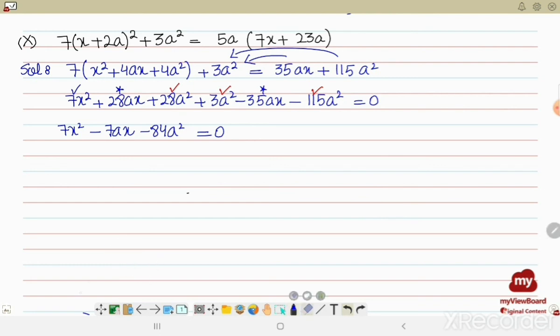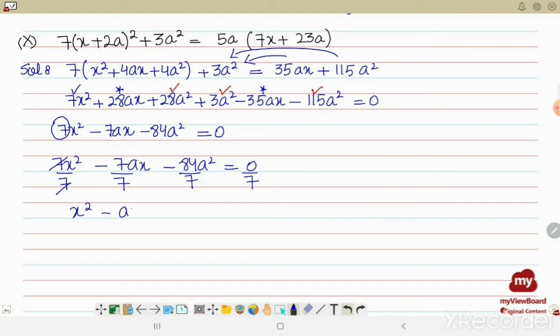Now we can apply the method of completing square. Let's solve it. So the very first step was to make the coefficient of x square as 1. Here it is 7. So we'll divide the whole equation by 7, so that the coefficient of x square will become 1. So we have 1 now. Here also it will become 12a square, 7 times 12 is 84, equal to 0. Now the second step of working was to shift the constant term to the right hand side. It will become x square minus ax equals 12a square.